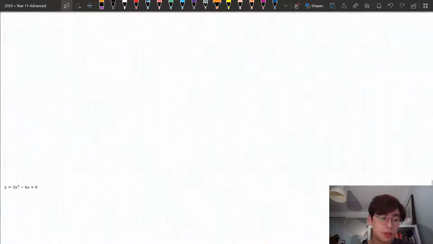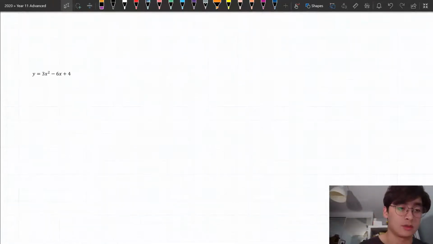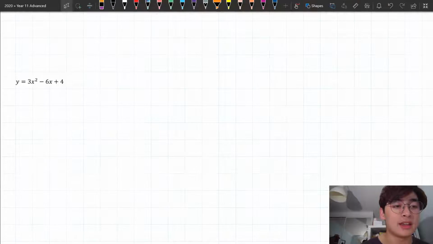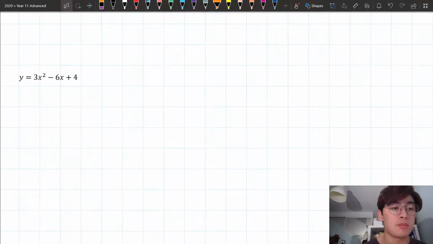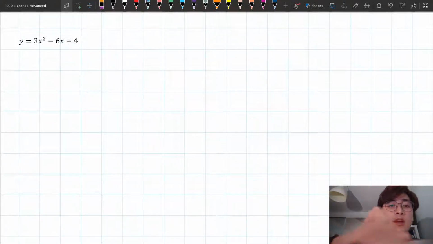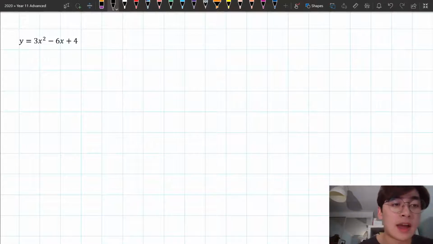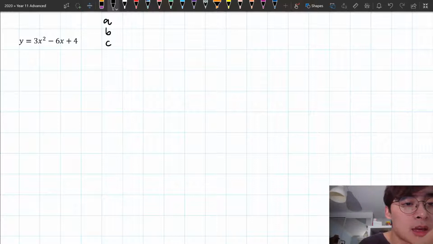The other example that was in your booklet. Here we've got y is equal to 3x squared minus 6x plus 4. Let's go through it. I should have done this in the previous example, but I'm going to start by identifying what a, b, and c are equal to.